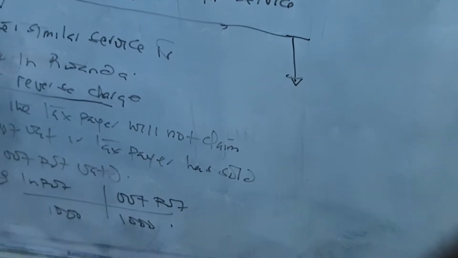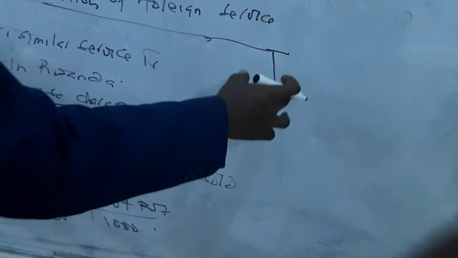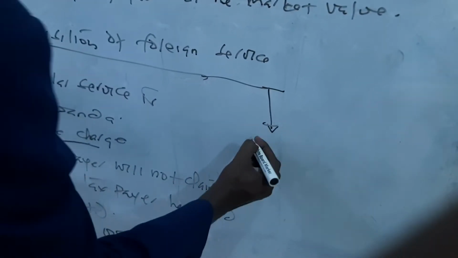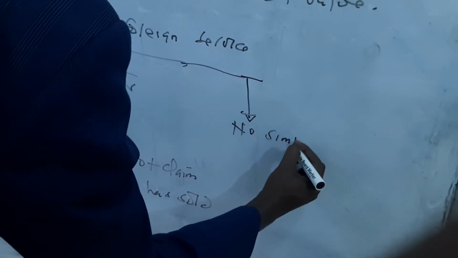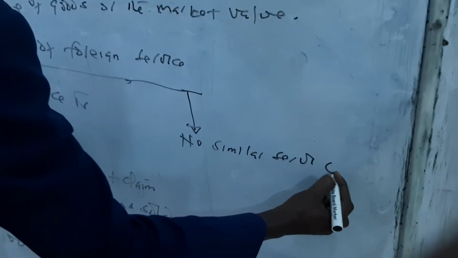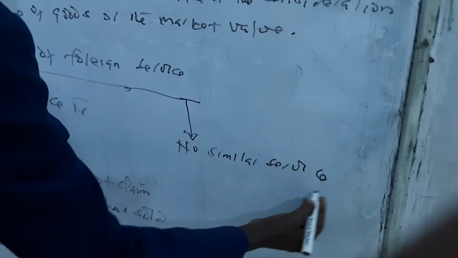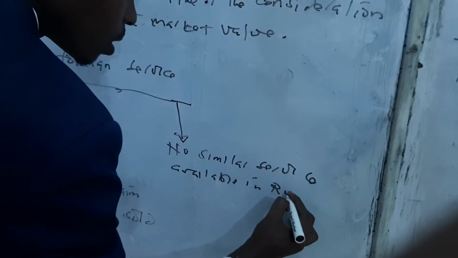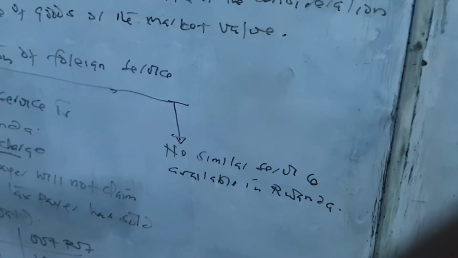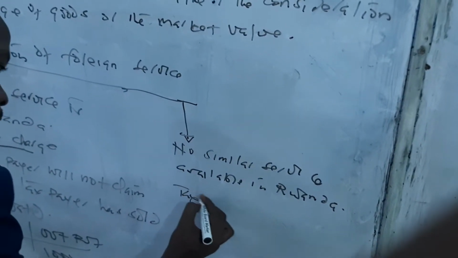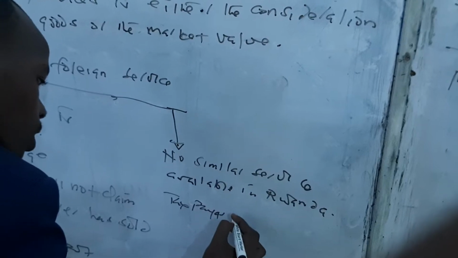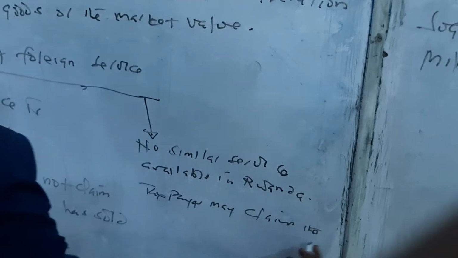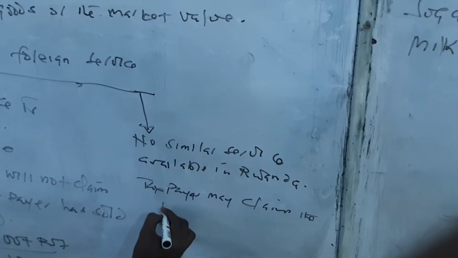So under the acquisition of the foreign service here, in the case when there is no similar service available in Rwanda, the taxpayer may claim the input VAT.